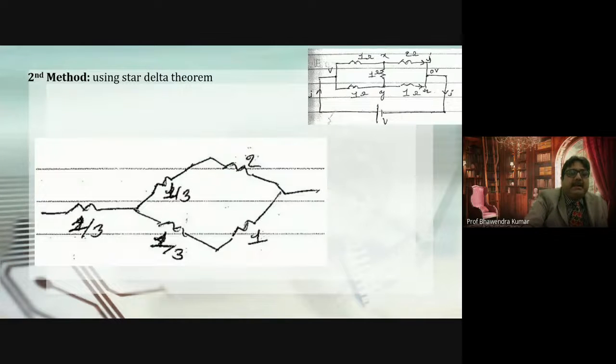This is the star delta theorem. What do you want to see in the previous slide? This is the method. That was another method, that is the nodal method.